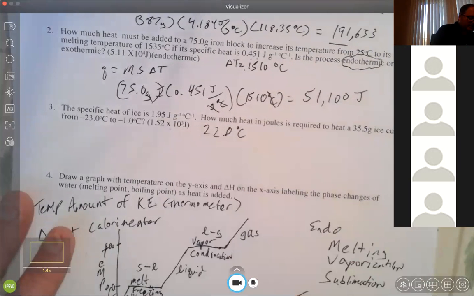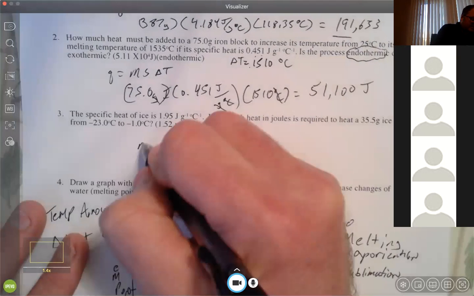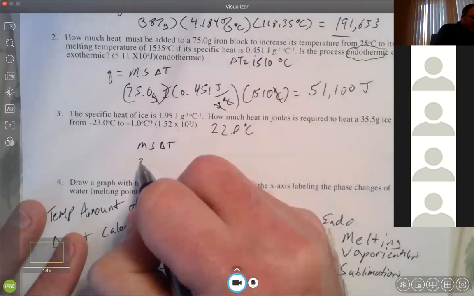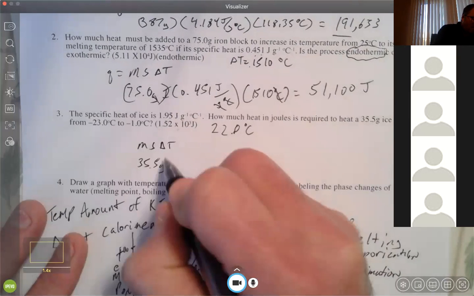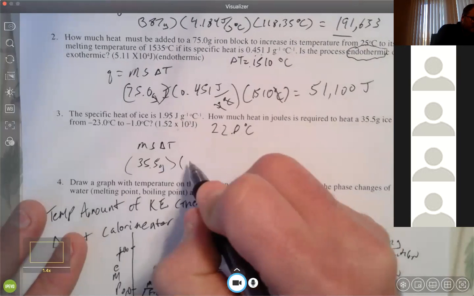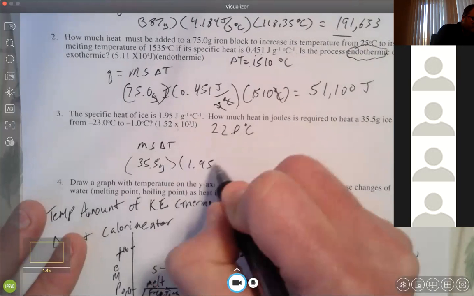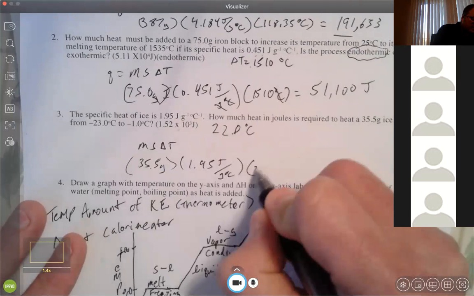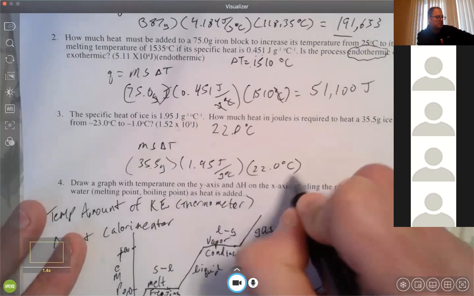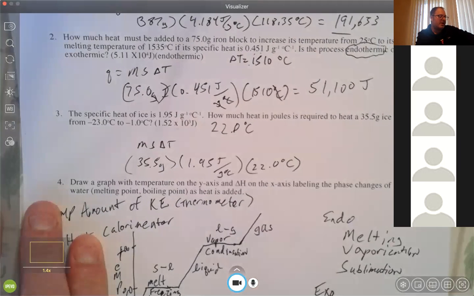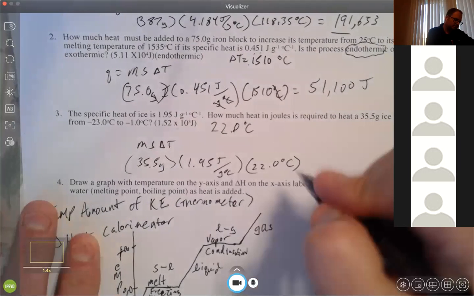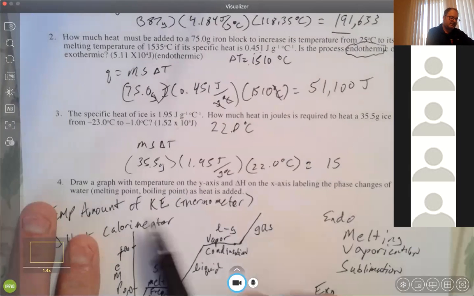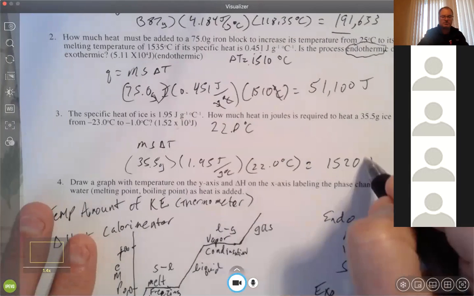And again, we're going to take m s delta T. The mass of this cube of ice is 35.5 grams, the specific heat capacity is 1.95 joules per gram degree Celsius, and the change in temperature is 22 degrees Celsius. 35.5 times 1.95 times 22 is 1,522.95. Three significant digits, so 1,520 joules.